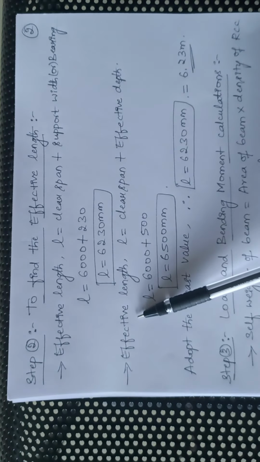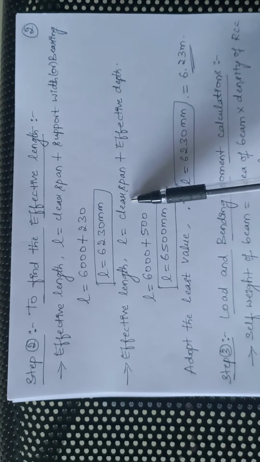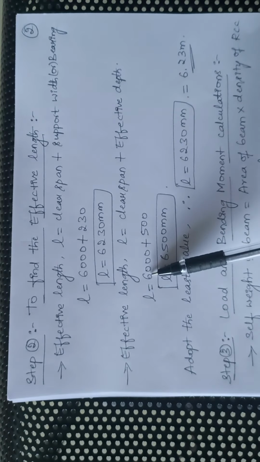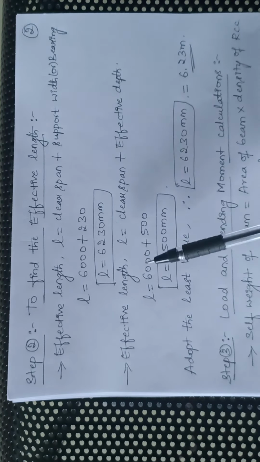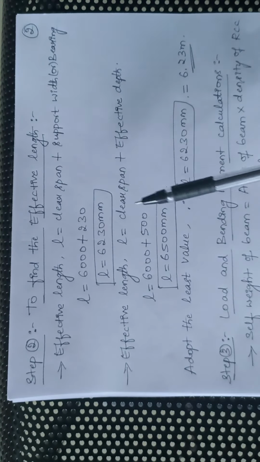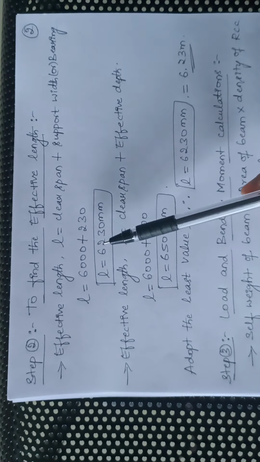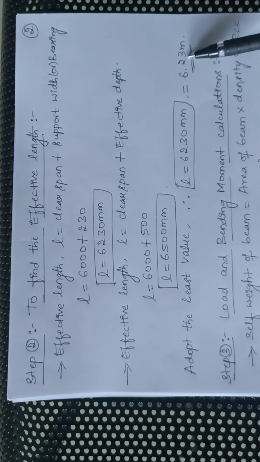Similarly, let us adopt the second formula, that is effective length is equal to clear span plus effective depth. The clear span is 6000 mm and the effective depth we got in the first step is 500 mm, that is the small d value. On adding these two, we get 6500 mm. We need to adopt the least value. Out of these two, the least value is the above value. Therefore, let us consider the effective length of the beam as 6230 mm. If we convert this in terms of meters, we get 6.23 meters. Then that completes the second step.